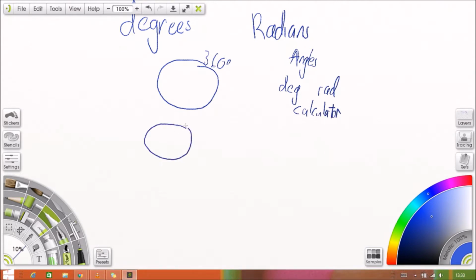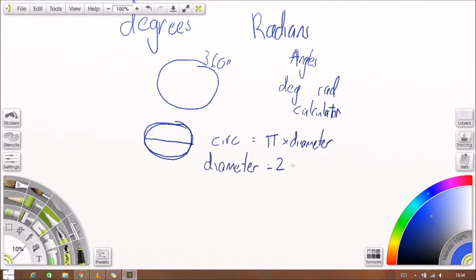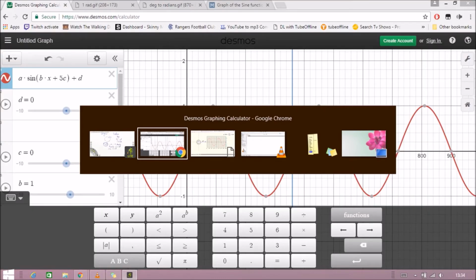There's a relationship, of course, between the circumference and the diameter of a circle. Circumference equals pi times the diameter. The diameter is equal to double the radius. So therefore the circumference is equal to 2 times the radius times pi. So the circumference, or a rotation of 360 degrees, is equal to 2 pi times the radius.